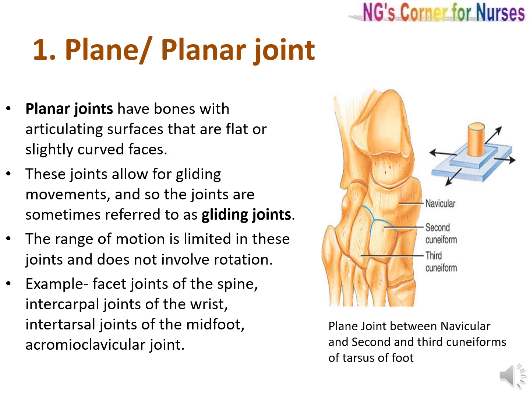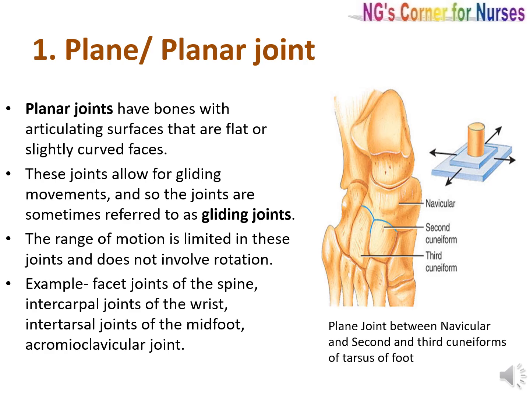Let's discuss each type of synovial joint. First is plane joint or a planar joint. Planar joints have bones with articulating surfaces that are flat or slightly curved faces. These joints allow for gliding movement, and so the joints are sometimes referred to as gliding joints. The range of motion is limited in these joints and does not involve rotation.